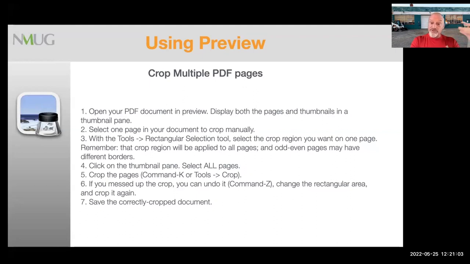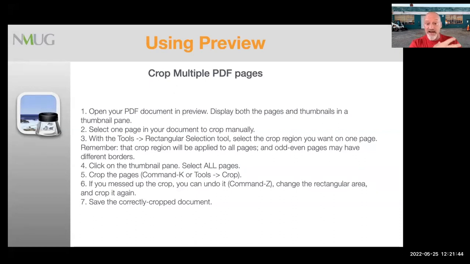Maybe there was a logo on top of the page, but there was text underneath it, and every page had that logo on it, and you don't want the logo there. Well, you could drag a square around the text section, click on the thumbnail page after you've selected the area to crop on one page, hit Command A or select all to select all pages, and then use the crop command. So either Command K on the keyboard or Tools, Crop, and then it will crop every page in that document with the same section.